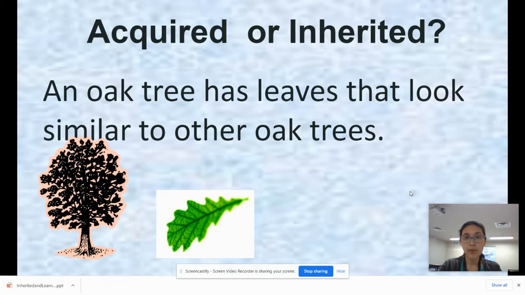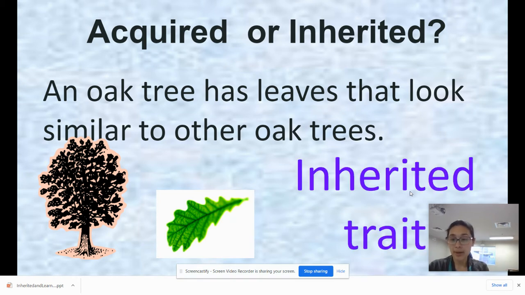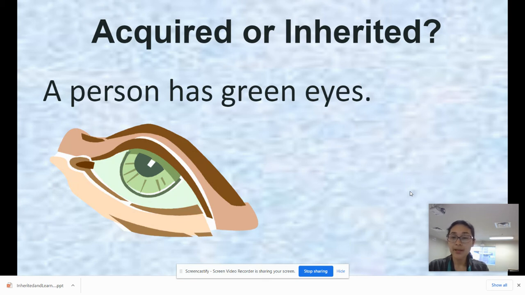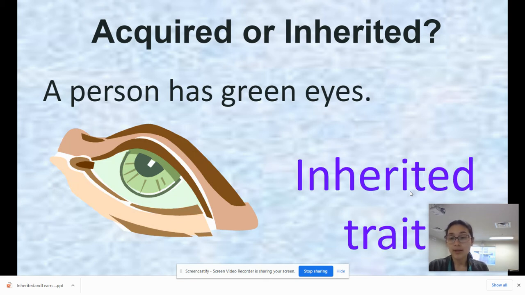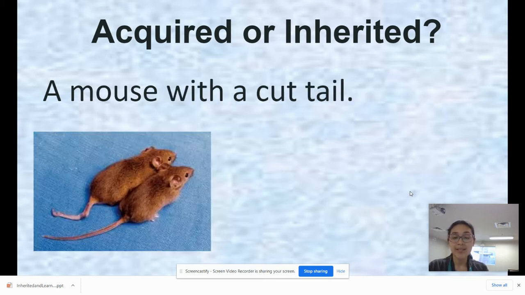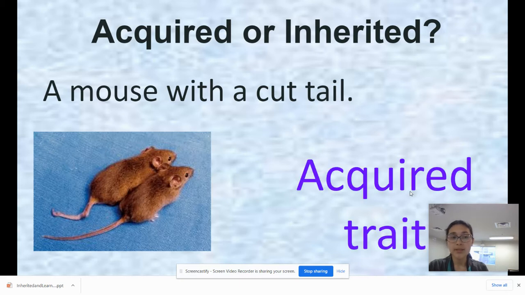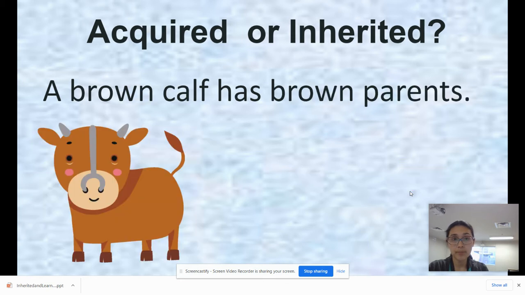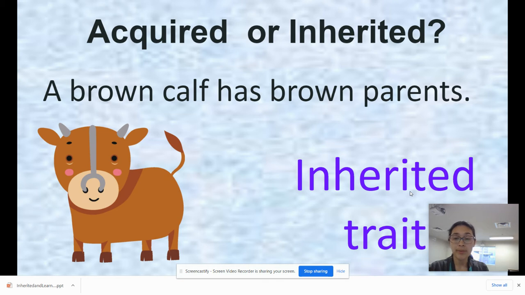Just some practice. An oak tree has leaves that look similar to other oak trees. This would be inherited because it came from the parent. A person has green eyes, also inherited because more than likely one of the parents also had green eyes. A mouse with a cut tail would be acquired because it probably wasn't born with that cut tail. Maybe it got slammed in a door, maybe it got broken somehow. It's acquired because it was not born that way. A brown calf has brown parents. Again, that's inherited. If the parents are brown, the calf is going to be brown.